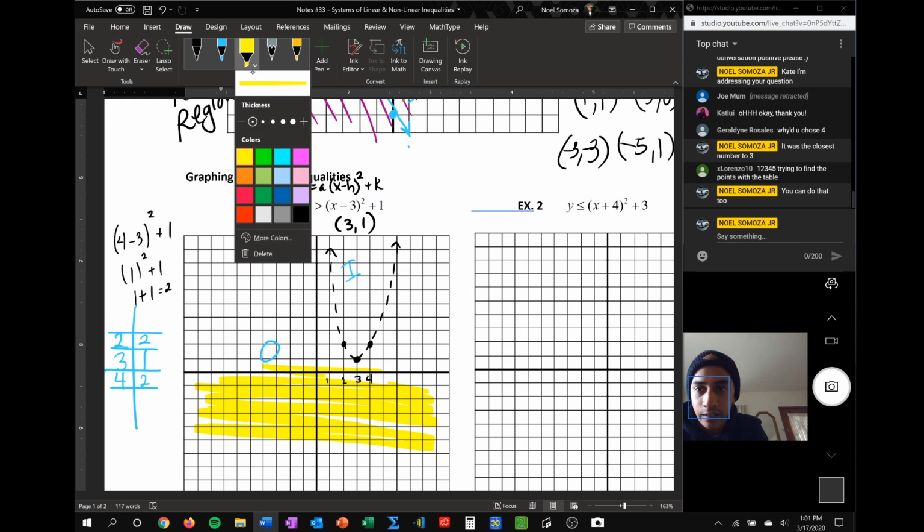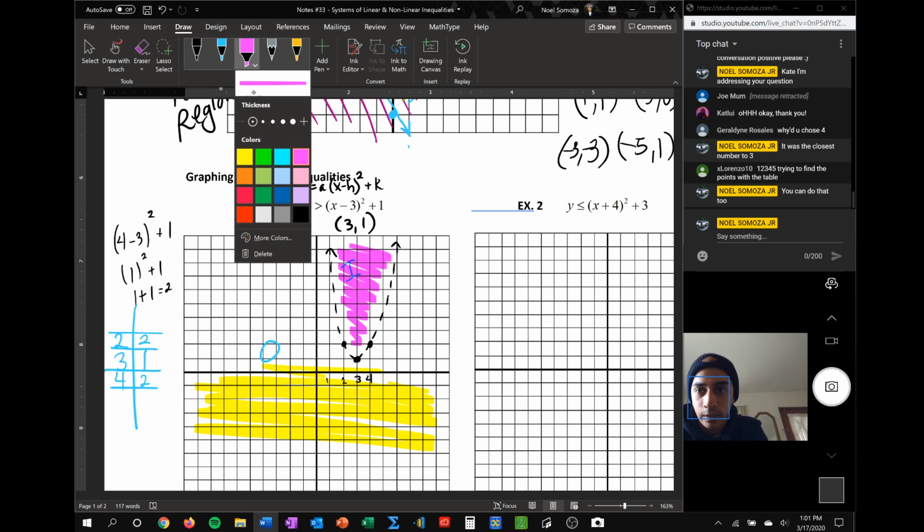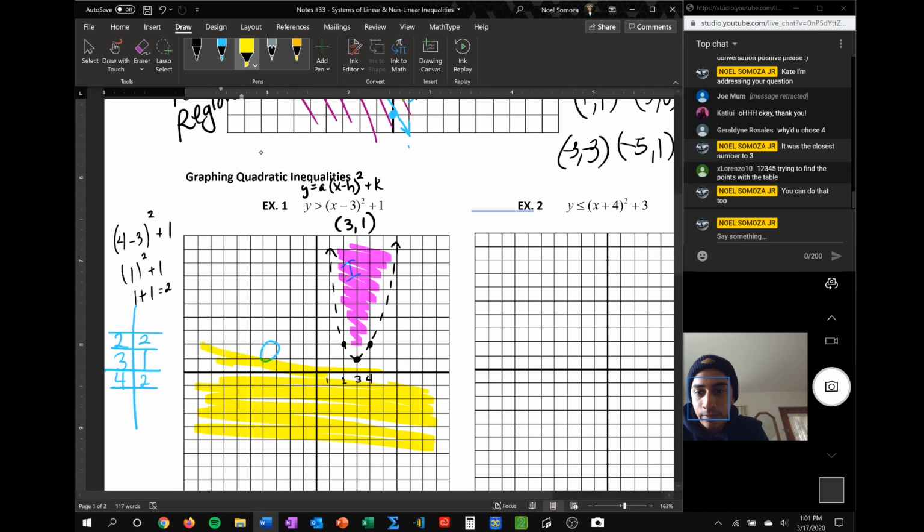There's the inside, which you could agree would be in here. Call that purple. And then there's the outside, which is everything on the other side. Even though it looks like it's starting to climb, it's on the left, so it's on the outside of the parabola. Okay?